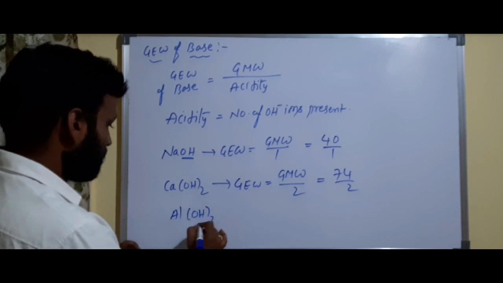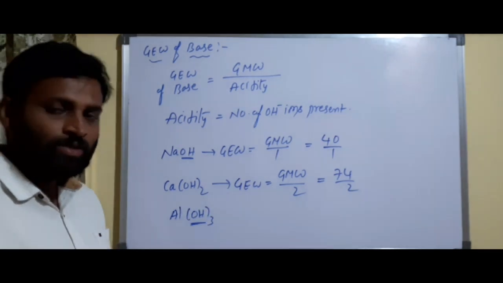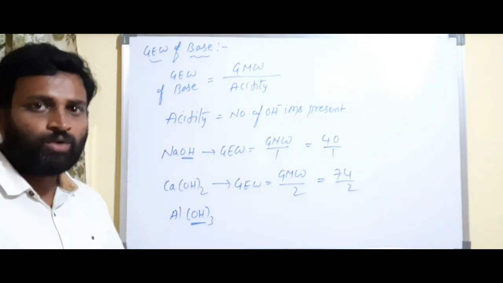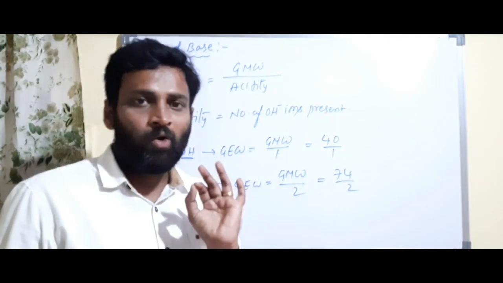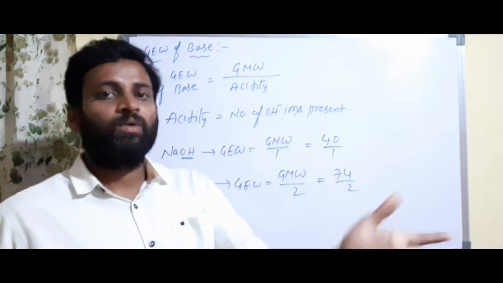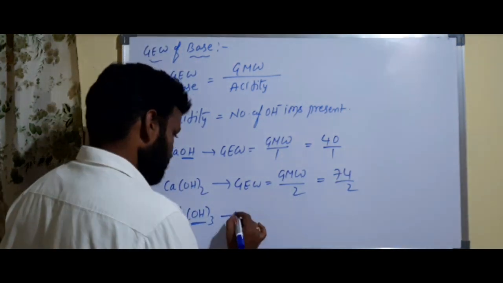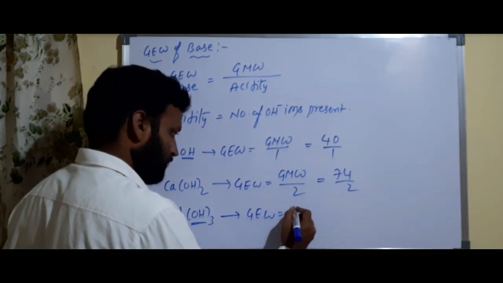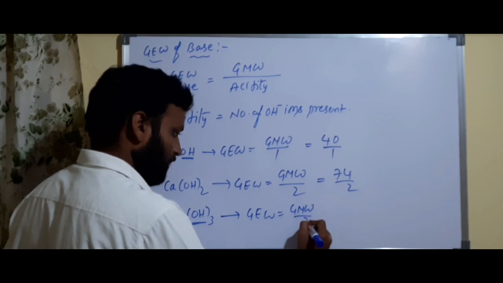Whatever, sir, that's what I am telling you. It's very simple. Al(OH)3: OH groups how many? 3. So acidity is 3, that's it. No confusion for bases. How many OH groups are there? That is equal to acidity. So for Al(OH)3, the gram equivalent weight is gram molecular weight by 3.